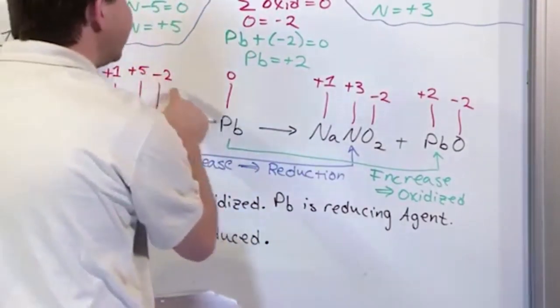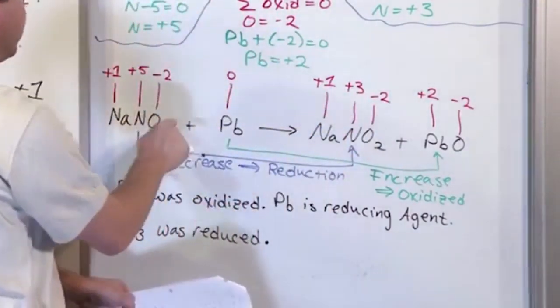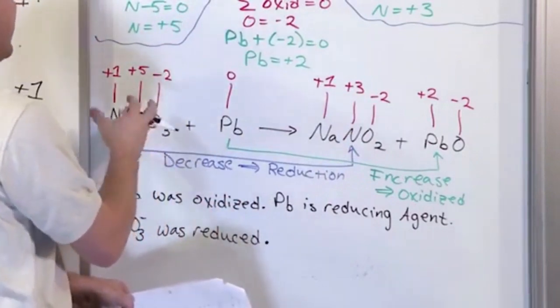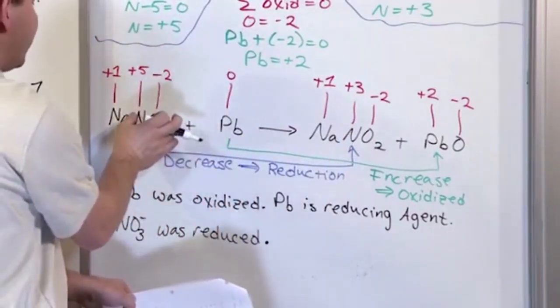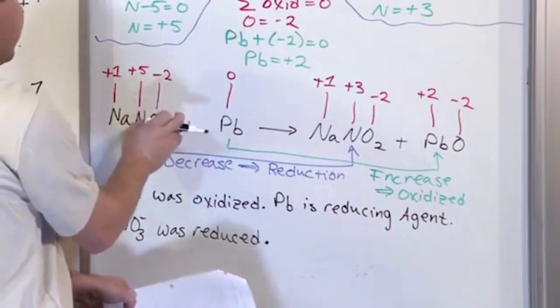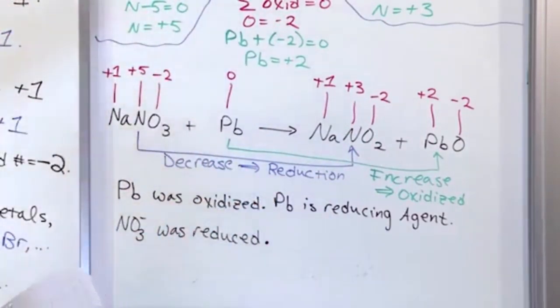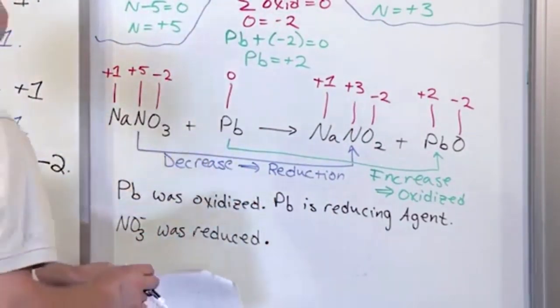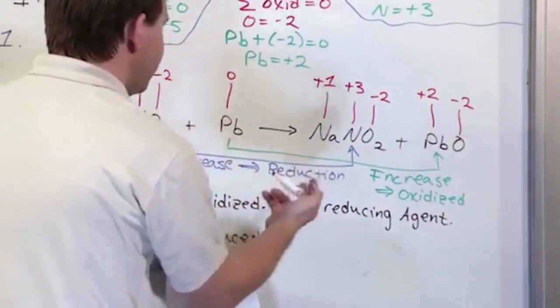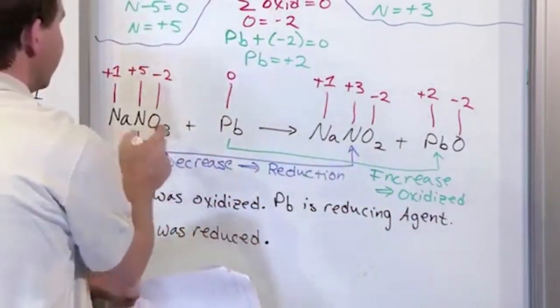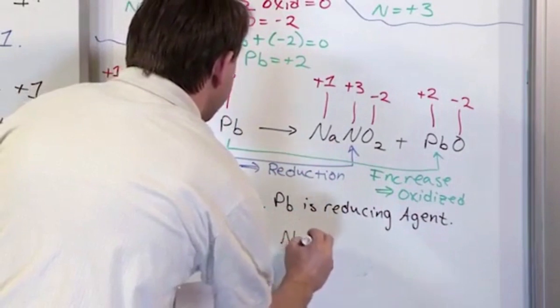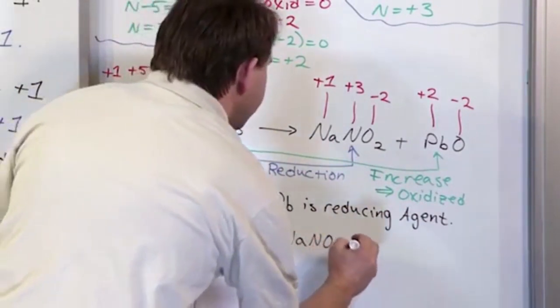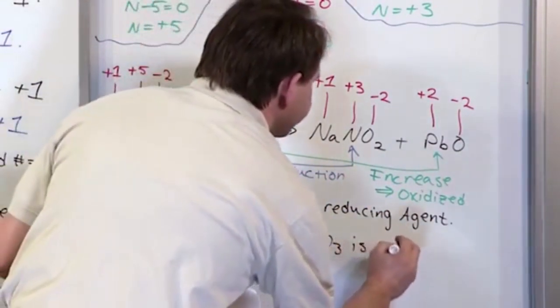The nitrogen is the thing that has the number that changes, but really it's this whole thing that is doing the participating, because this is a negative ion and this is a positive ion, so this is the thing that actually ends up gaining the electrons to be reduced. Okay, and then if you want to find out what the agent is, you'll list this NaNO3 as the oxidizing agent.